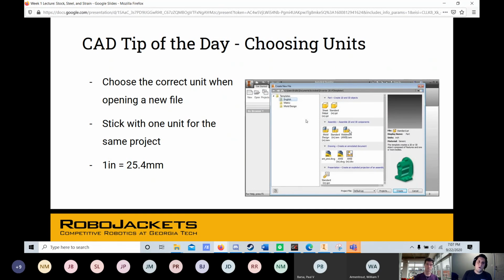Or alternatively, when you 3D print, typically you're going to want to put them into millimeters because that's what the machine actually accepts as the unit it's expecting, right? Typically you want to stick with one unit for the same project. Like I said, all teams use the same units except for one or two. And you can go into, I think, iProperties.